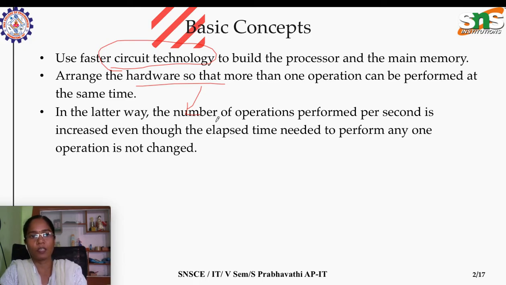In pipelining, the number of operations performed per second is increased even though the elapsed time to perform a single operation is not changed. It means if a single operation takes one clock cycle, we are not going to reduce that one clock cycle to half a clock cycle or something like that. That's not happening. Instead, in a clock cycle, we are able to execute more than one instruction. That's the logic behind pipelining.